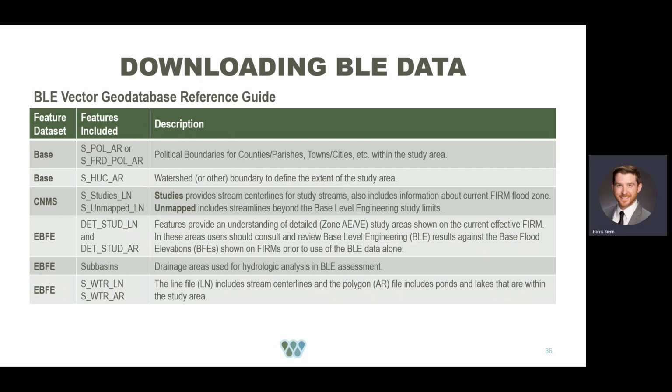In the same base feature dataset, there is also a feature class named S_HUC_AR. This feature class contains the watershed boundary defining the extent of the study area. The CNMS feature dataset contains two feature classes, named S_studies_LN and S_unmapped_LN. The studies feature class details stream center lines per study streams and includes information about current FIRM flood zones. The unmapped feature class documents stream center lines outside the BLE study limits.